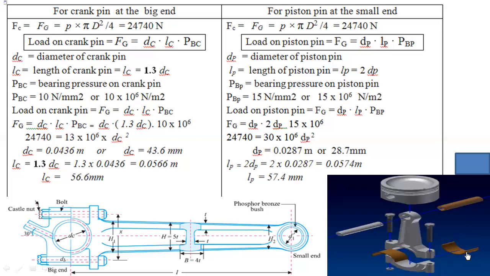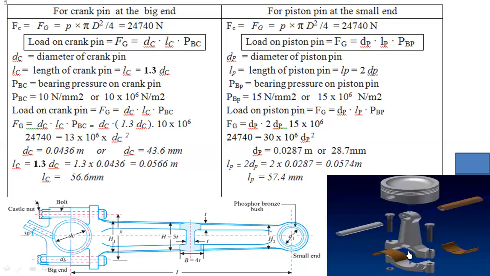Here LP is the length of the piston pin. So from here to here, this is the length of the piston pin. And this is the diameter of the piston pin. This is the diameter, and that is DP.